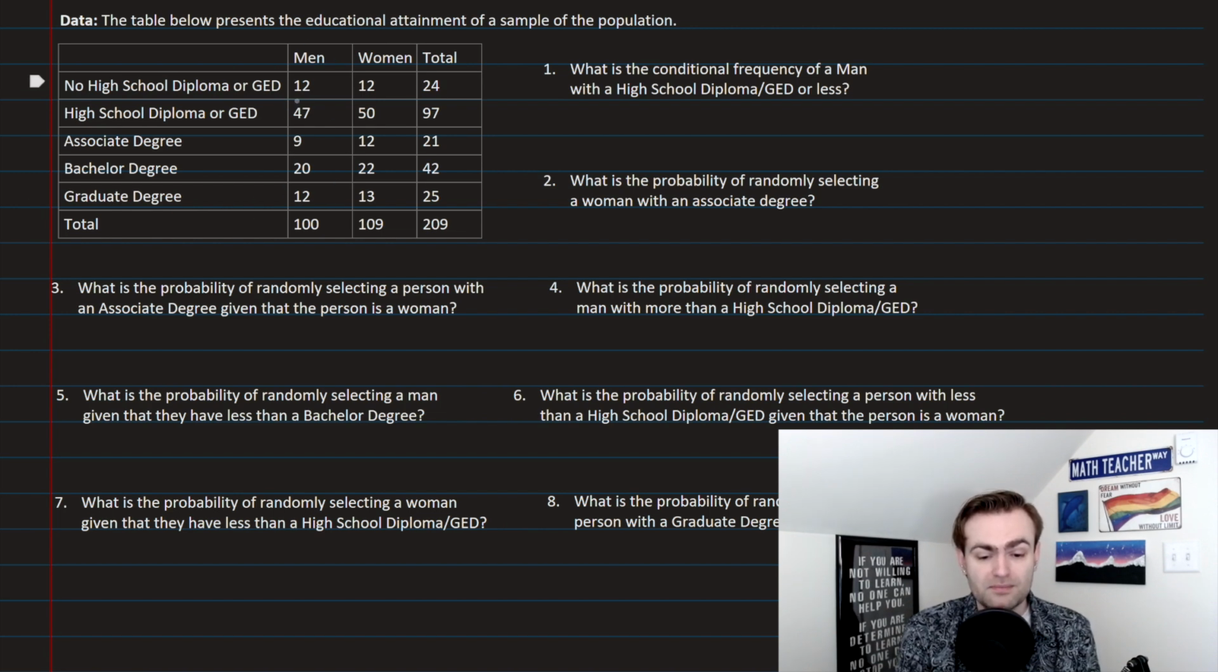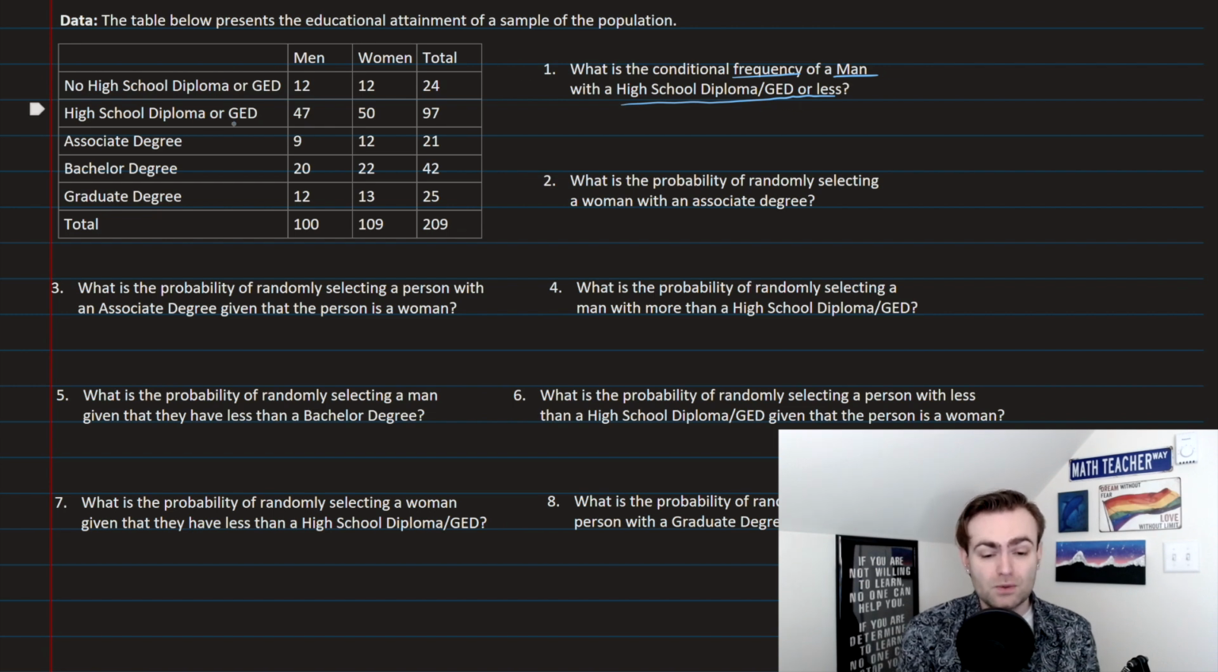So the total number of men was 100. The total number of women was 109. The total number of bachelor degree people is 42. So you get an idea of how this chart plays with the data. Using this, we're going to answer some questions. What is the conditional frequency of a man with a high school diploma / GED or less?